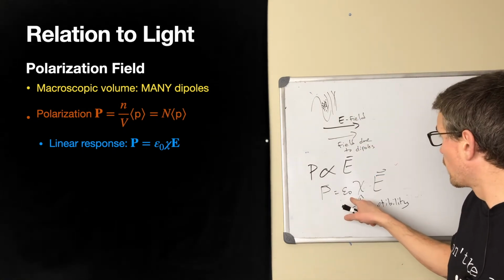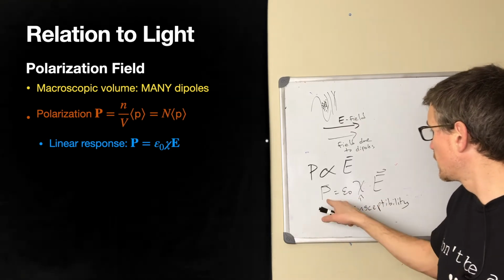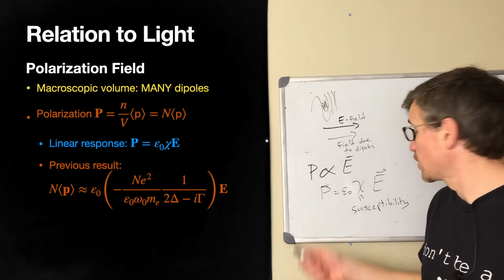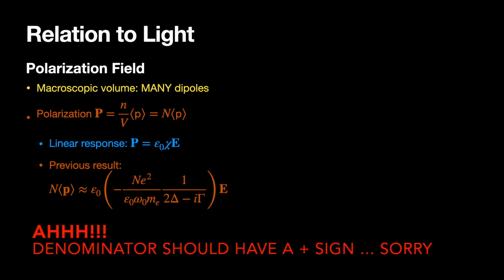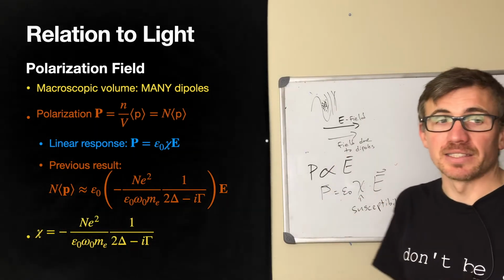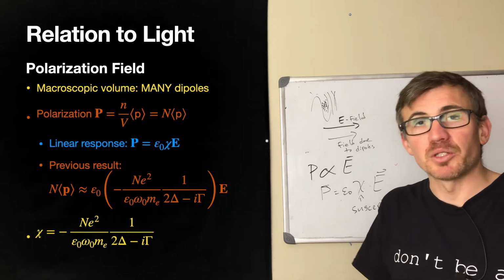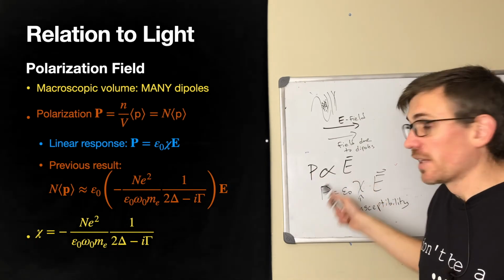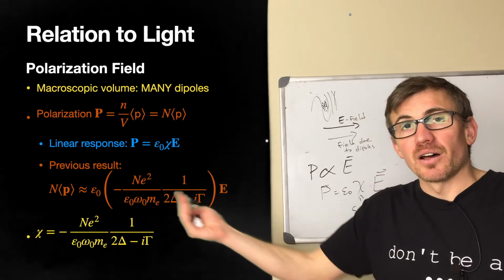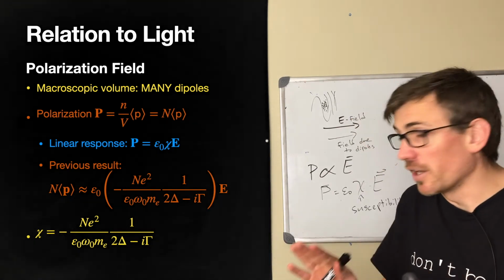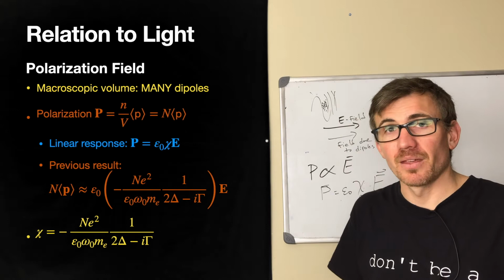We can relate that to the previous result because this is equal to the dipole moment per unit volume. We have an expression for the polarization field in terms of these resonant properties, and we can extract that constant of proportionality just by staring at that equation. We can find what chi needs to be. So chi, the susceptibility, which gives the relation between the induced polarization field and the electric field, is related through our Lorentz model through this equation. All right? Okay, that's part one of relating it to light.